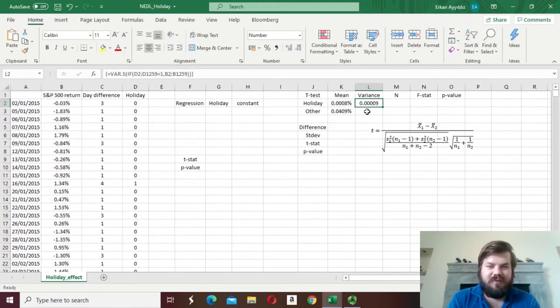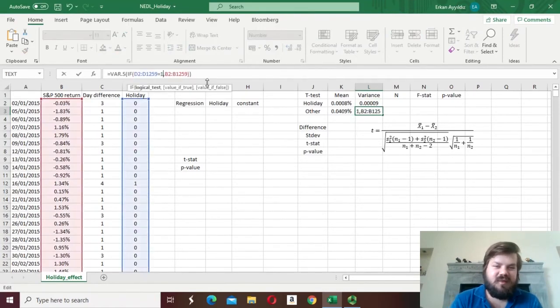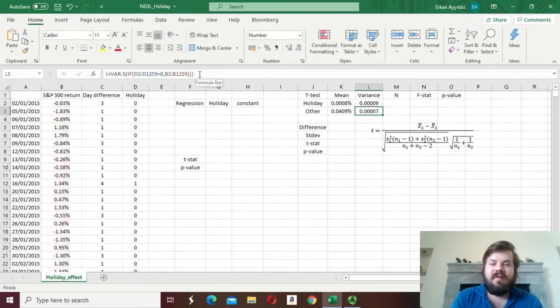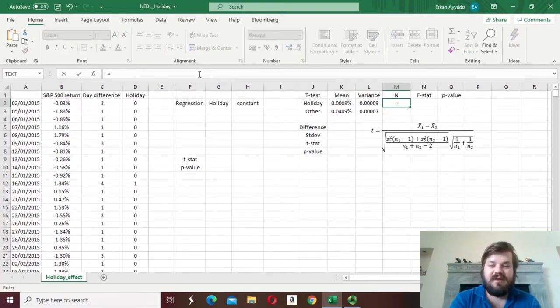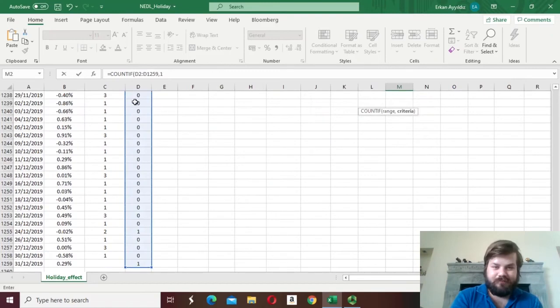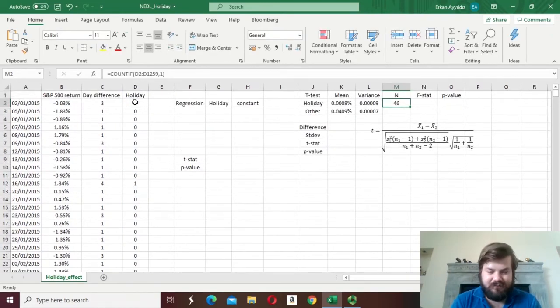Now we can copy this formula, paste it over here, and just as with the average return, substitute 0 here instead of 1, and press shift control enter again to calculate the variance on other trading days that do not precede public holidays. Now we need to figure out the sample size, the number of days in each of those two groups. So here we can just apply the count if function. We need to count all the ones in this array, and we have 46 trading days that do precede public holidays.